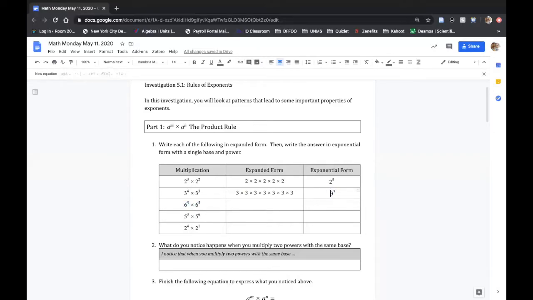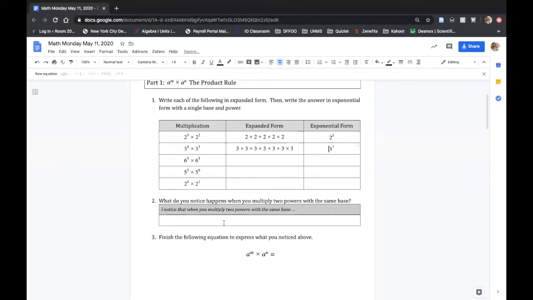All right? After that, what I want you to do is try to write out in words. It says, what do you notice happens when you multiply 2 powers with the same base? So how are we getting from here to here, right? Think about what's happening with the exponents. What's the relationship between the exponents 4 and 3 and the exponent 7 in the end? Same thing, what's the relationship between the exponents over here, 3 and 2, and the exponent 5 in the end?